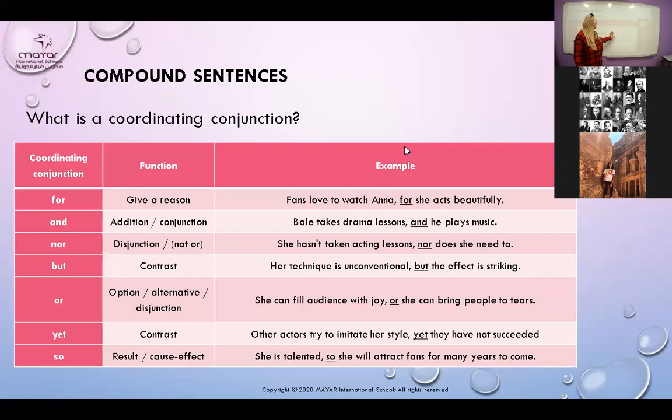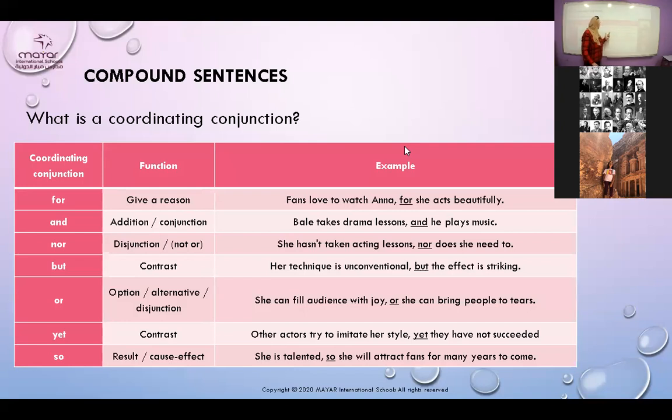Bill takes drama lessons and he plays music. Can we switch this sentence? Can we switch? Yeah, yeah. We can say Bill plays music. Because it's addition, it doesn't matter. Yes. The order doesn't matter. Bill plays music and he takes drama lessons. But here, be careful for one thing, honey, please. Here, I started with the name. The second independent clause, I started with a pronoun. If you want to switch, don't start with a pronoun. You have to use the name.